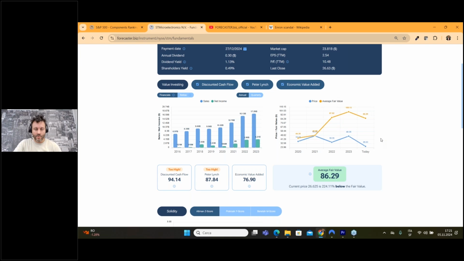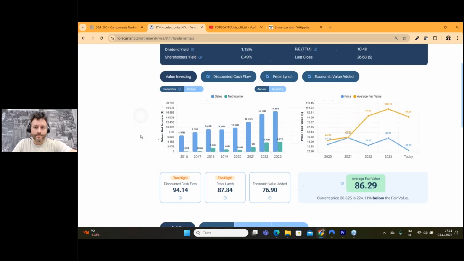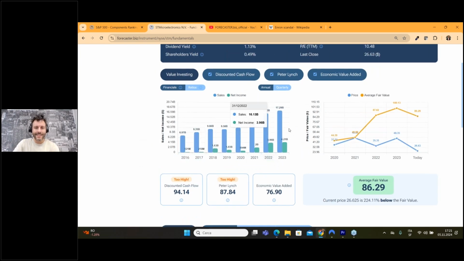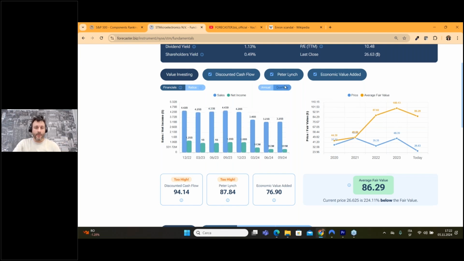And this is something really important because, as you can see, the financials are doing really well, starting from 2016 until 2023, which is the last balance sheet we have. Okay, we can find a growing company. Why did the price on the stock market drop? This is the reason. In the last quarter, we had a slowing in both sales and net income.